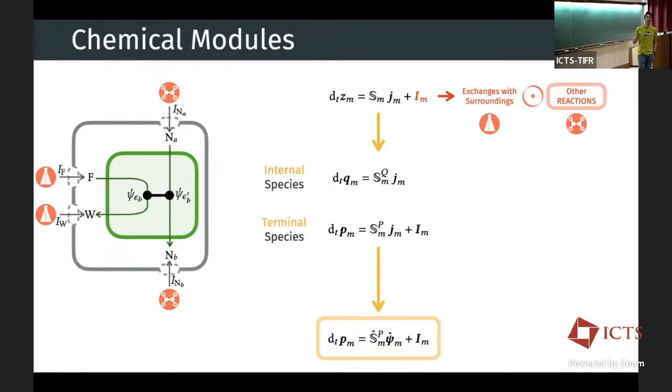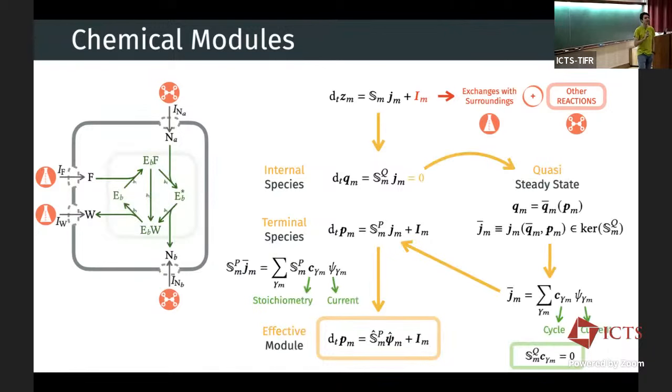How to do that? Let me explain it, because the trick is exactly the same as Massimiliano used, with a little difference. So the assumption, again, we need an assumption to simplify the problem. And the assumption is that the internal species relax very quickly to the steady state imposed by the terminal species. The terminal species can change in time, but the assumption is that for whatever concentration of the terminal species we have, the internal species relax very quickly to the steady state corresponding to the concentration of the terminal species.